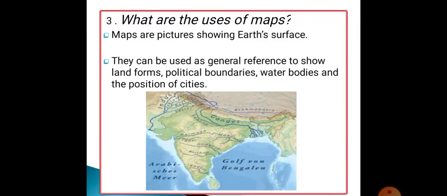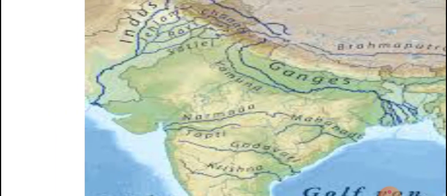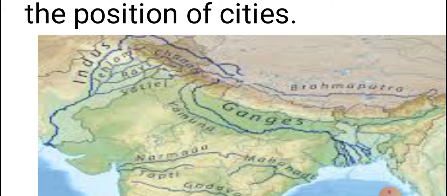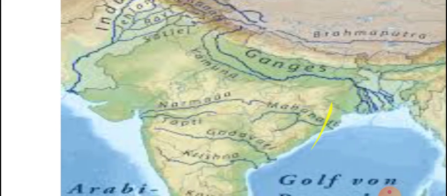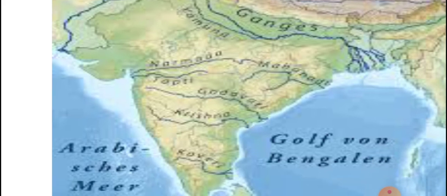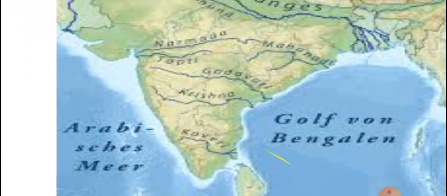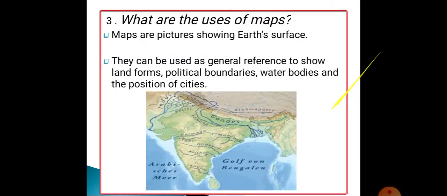If you have seen the map, this map shows you the different rivers like the Indus River, Salem, Charna, Ganges, Brahmaputra, Yamuna, Narmada, Godavari, Mahanadi, Krishna. So this is how the map shows. We do find these in an Atlas as well, and if you wish, you can also check online for various kinds of maps.